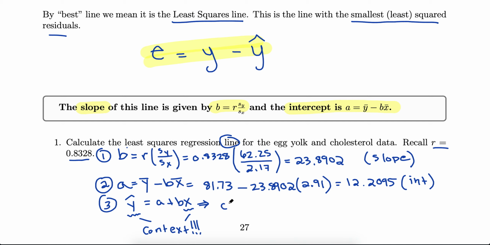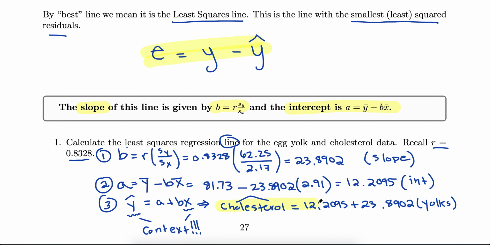So our y variable, if you remember, was cholesterol. And I'm going to put the hat over it because that gives us some meaning, where that means predicted when you read it. So predicted amount of cholesterol, we're predicting cholesterol to be equal to A, that's our intercept we just found, the 12.2095, plus B, that's the slope we found, 23.8902, times X. The X variable in this problem is the number of egg yolks. So this is your final answer to the question.